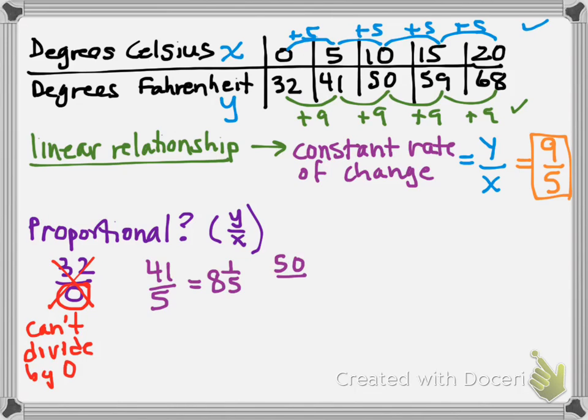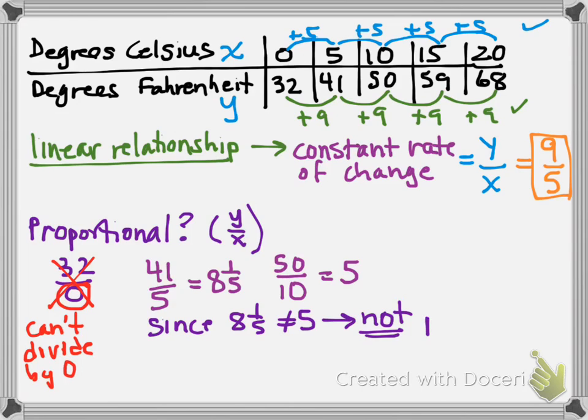Okay, so we'll try the next one. 50 divided by 10 equals 5. So right now is when I stop and I say, since 8 1/5 does not equal 5, this is not proportional. Okay? So that's what we're looking for.